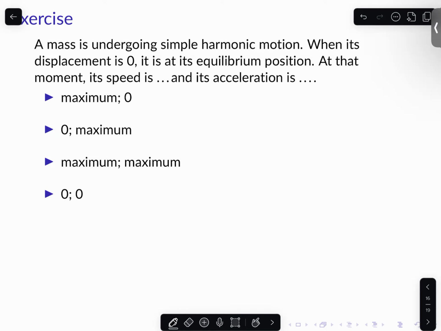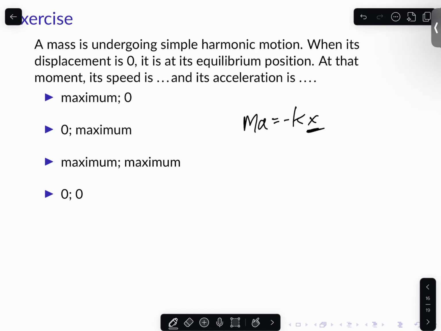Yay, correct. Correct answer is A. You get max speed and zero acceleration when you are passing through zero. One more way you can know that this is true is if you look at the equation, F equals ma equals negative kx.